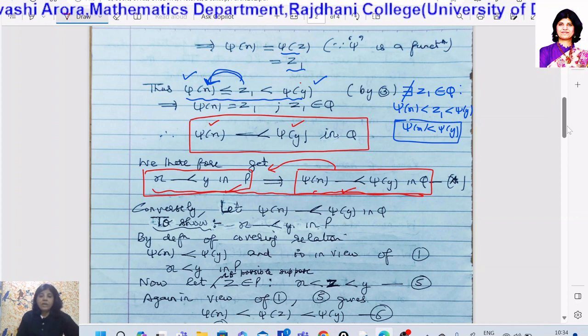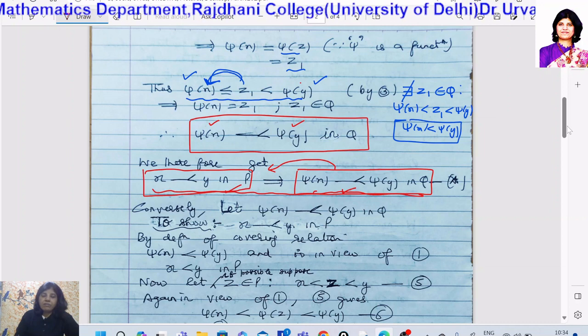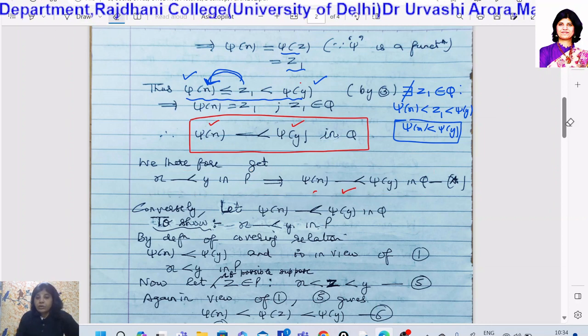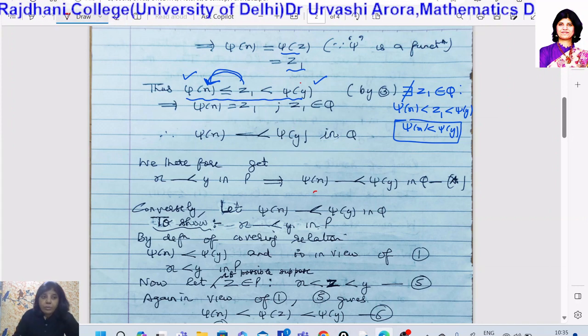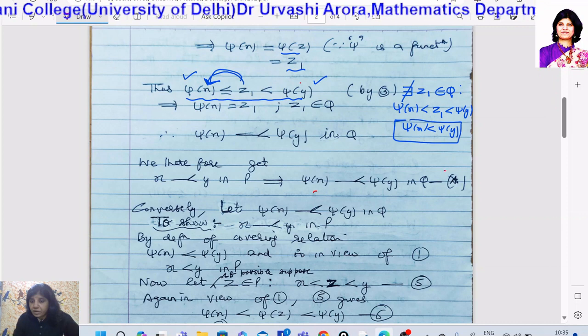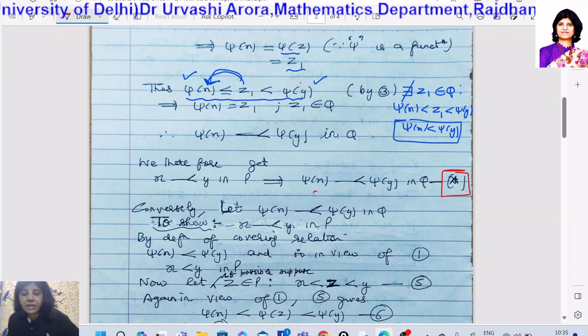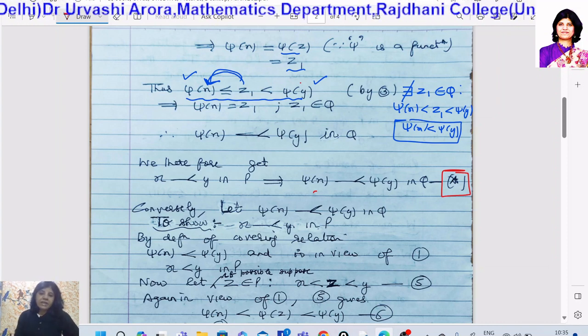So this is one sub part of the second part that we were trying to show. Now let me prove the converse of this whole thing. The only thing that you have to remember right now is that this is the important midway result that we have obtained: if x is covered by y in P, then psi x is covered by psi y in Q.